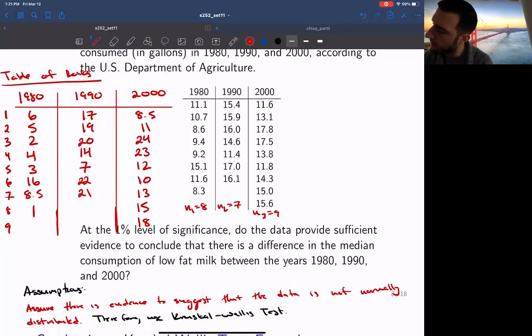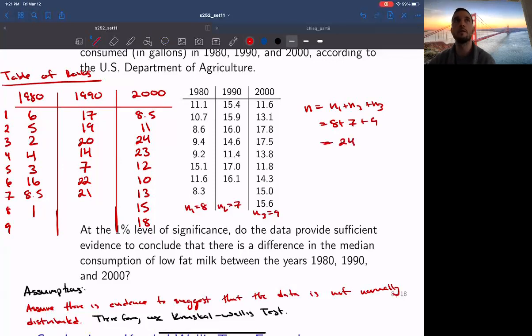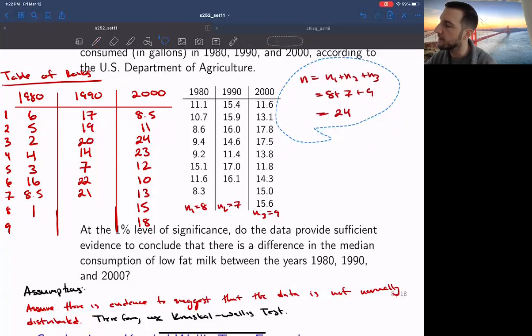So another thing to keep in mind here is that little n is n1 plus n2 plus n3, which is 8 plus 7 plus 9, which is 24. Okay, so we're assigning from rank 1 to 24 across the entire data set. All right, so now we have the ranks for each of the values under consideration. So the average rank is going to be the averages of the values for each of the different years.